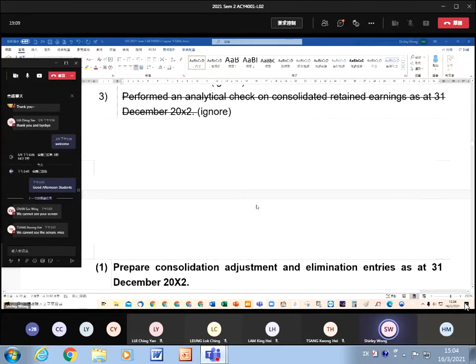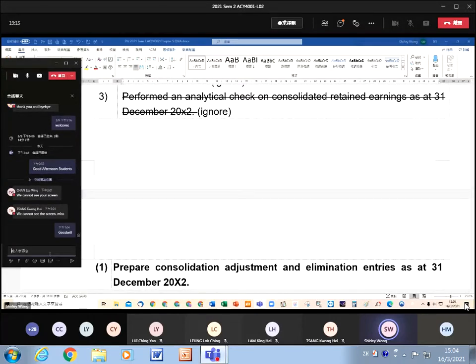The first one, usually, we will calculate the goodwill. So can I have your goodwill figure before I give you the answer for you to check? What is the amount of goodwill for this problem 5.2? You are able to calculate. Remember, I asked you to do this question yourself last week. So what is the amount of goodwill for this problem 5.2?